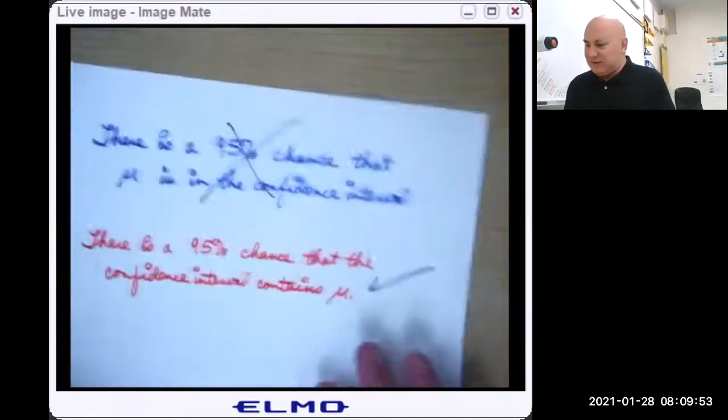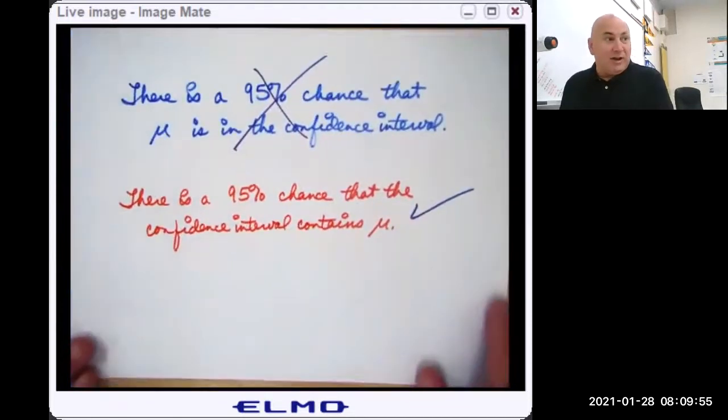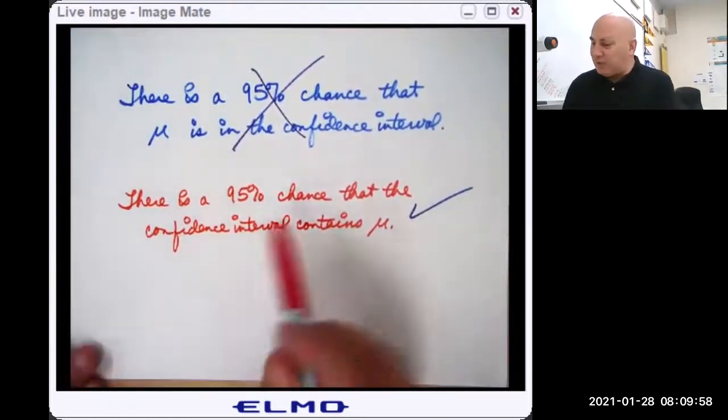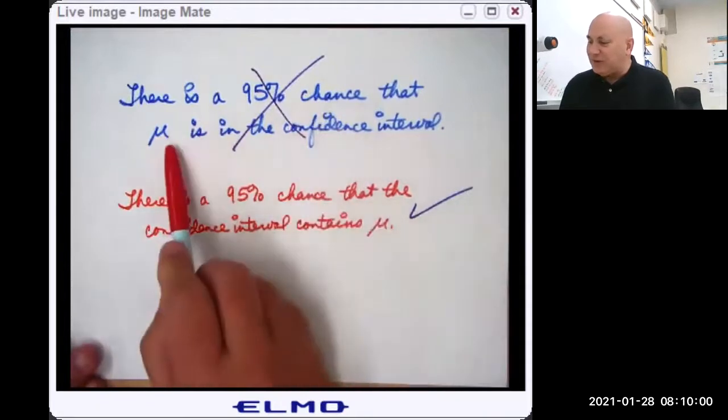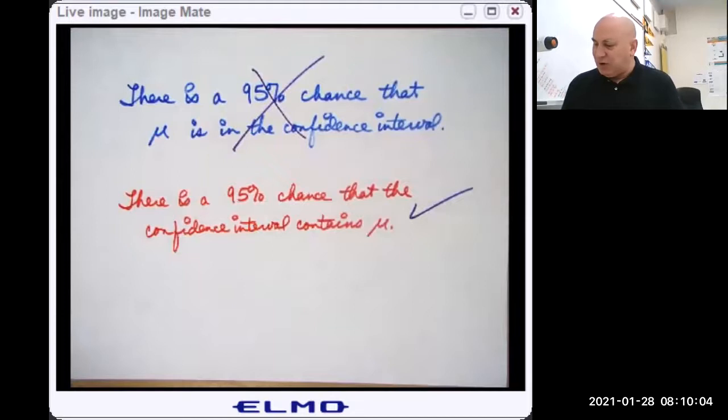That is very important because there are two ways people describe what C is. And the first way is not correct. We don't say there's a 95% chance that mu is in the confidence interval. We say there's a 95% chance that the confidence interval contains mu.